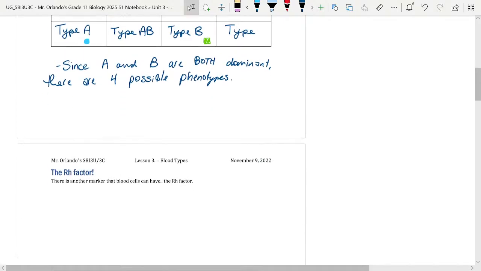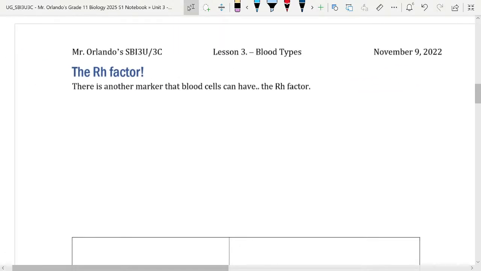Let's move on to the RH factor. Okay. The RH factor is another antigen controlled by an entirely different gene.